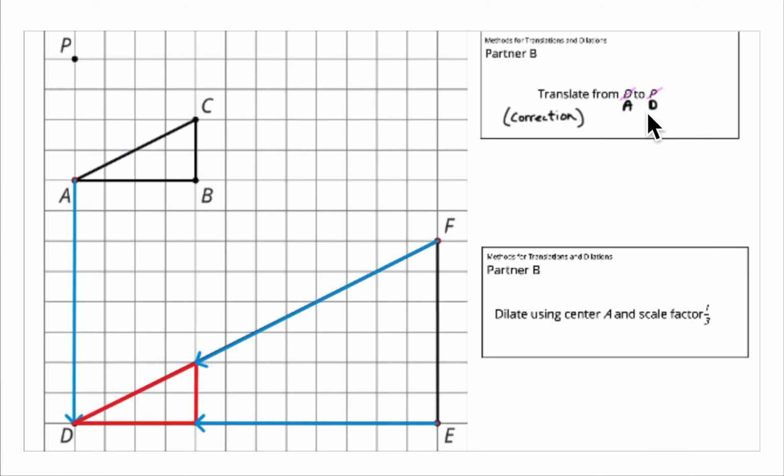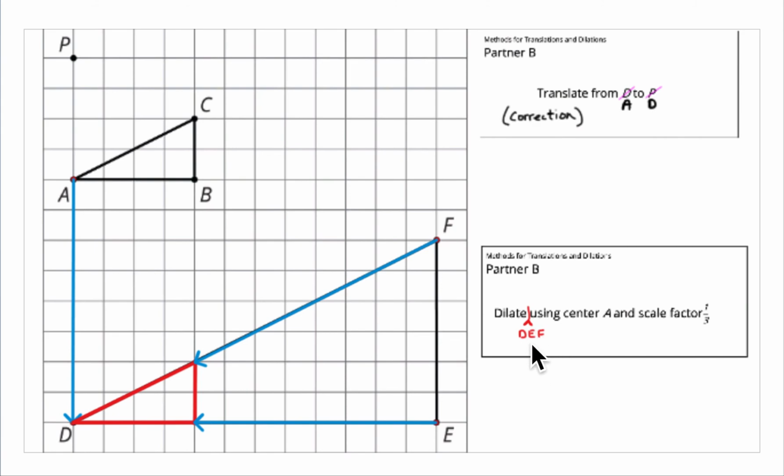All right, so I made a correction here. Translate from A to D. You're not going to translate from D to P. That doesn't make any sense. So translate from A to D, and then you dilate using center A. See, I think you should use center D, because it's DEF. But as long as you understand, it's that point right there. Dilate using center A and a scale factor of 1/3. And on this one, once again, I think if you add this additional point, that you're dilating triangle DEF using center A. So after this has been translated, you're using the center of dilation right here. It's going to make more sense to use the center D.